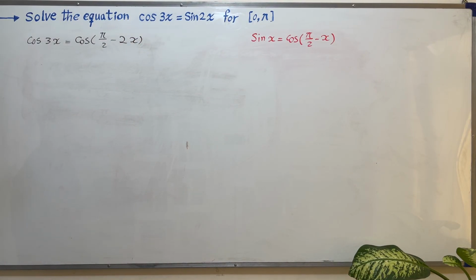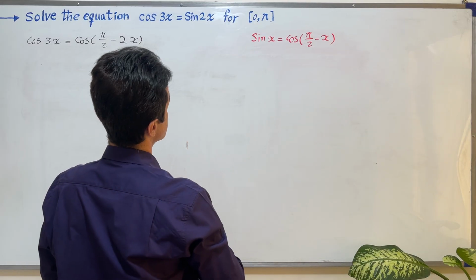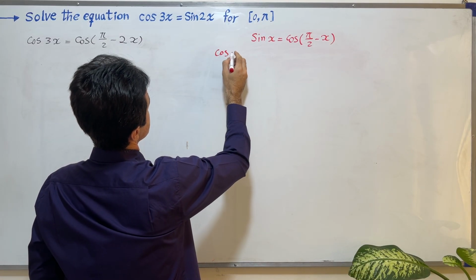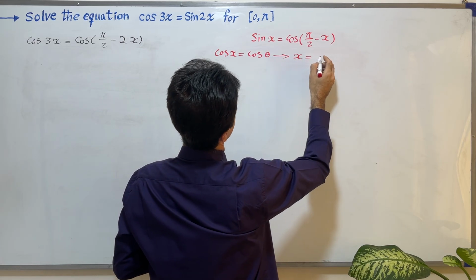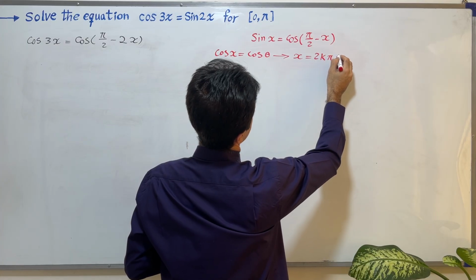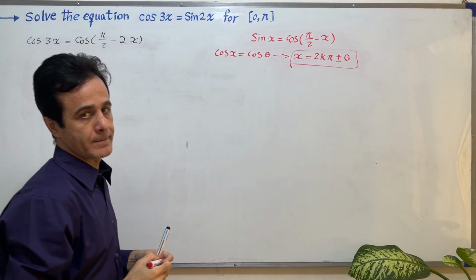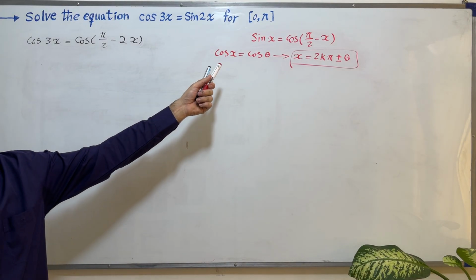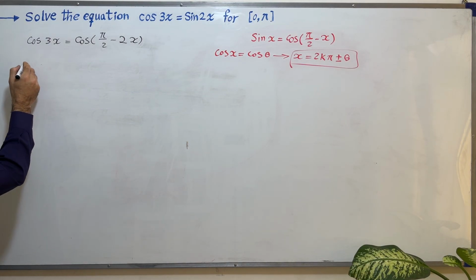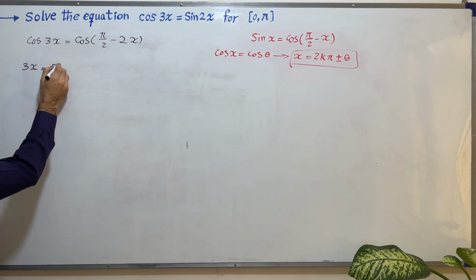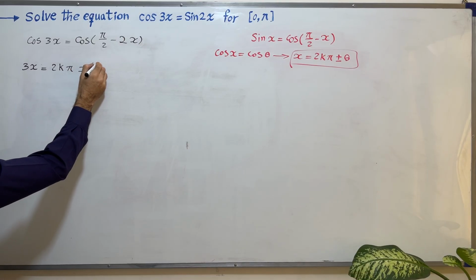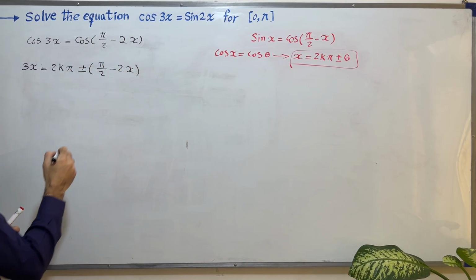This is a trigonometric equation based on cosine. For this type, the solutions are as follows. Cosine x equal cosine theta, x equal 2k pi plus minus theta. Based on this point, we can write for the equation 3x equal 2k pi plus minus pi over 2 minus 2x.